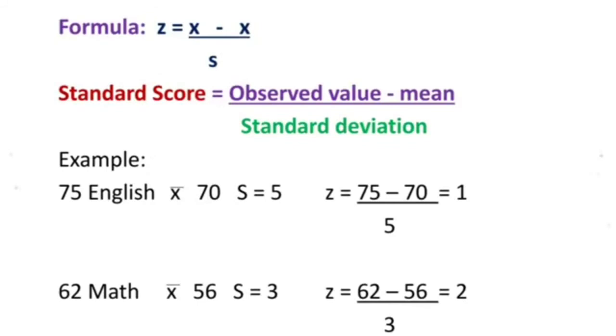For example, you get 75 in English and 62 in math. So 75 in English, and the mean score is 70 and the standard deviation is 5. So z equals 75 minus 70 divided by 5 equals 1. Next is math, 62 in math, and the mean is 56 and the standard deviation is 3. So z equals 62 minus 56 divided by 3 equals 2.